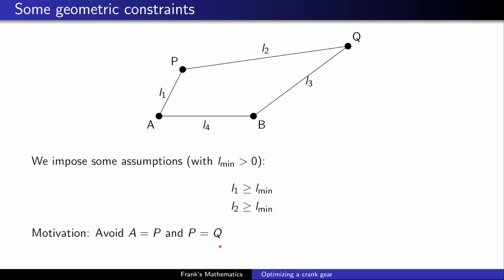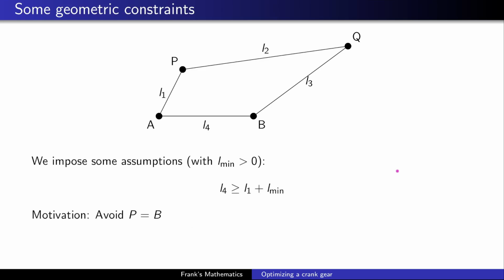And we do this by introducing the additional constraints L1, L2 should be bigger than Lmin, and Lmin is bounded away from 0. So this is, from a geometric point of view, very clear. In addition, we introduce the following constraint: L4 should be bigger or equal than L1 plus Lmin. What's the idea behind this? Well, P is rotating around A. And we want to avoid that at any time in this rotation, the point P should be equal to the point B. So therefore, we introduce this constraint here. This clearly ensures if L4 is bigger than L1, then P can never be equal to B. And this, of course, is also very clear from a geometric point of view.